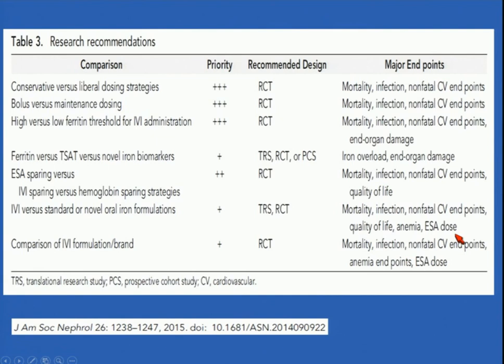Ferritin versus TSAT, again, probably observational as well as RCT studies. EPO sparing versus IV iron sparing strategies. IV iron strategies versus oral iron, now that we have novel oral iron agents, and ultimately a comparison of different brands of IV iron in terms of bioavailability.